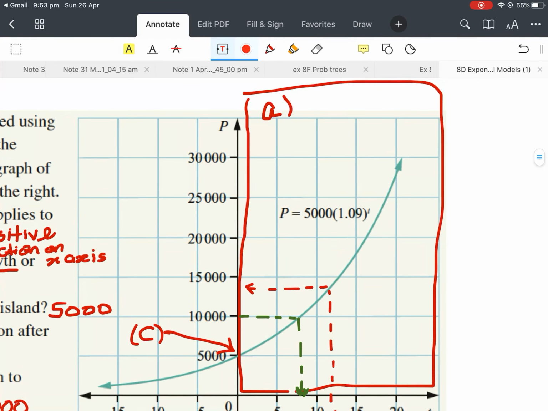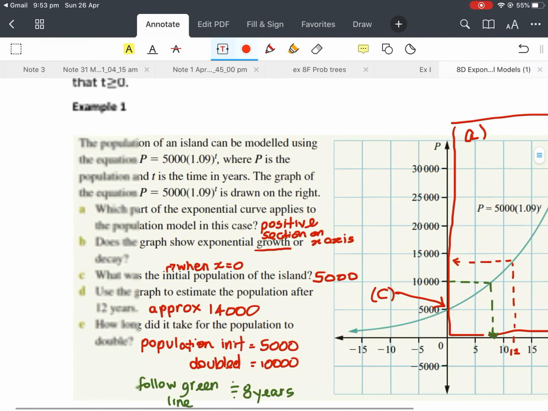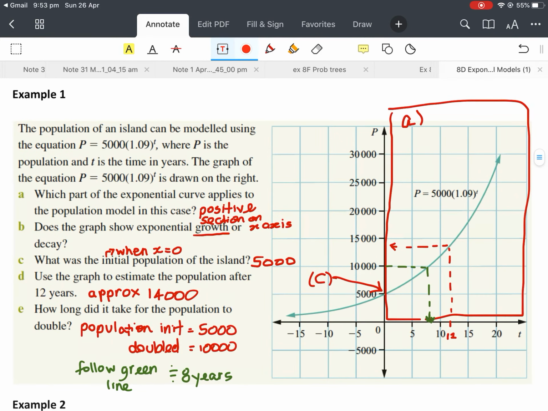So that's the only section we're actually going to need to use to answer our questions, because hopefully our population goes up and not down. So B then says, does the graph show exponential growth or decay? Hopefully you've read from your textbook, if it starts from the left and it goes in an upwards direction towards the right, that means it's exponential growth.